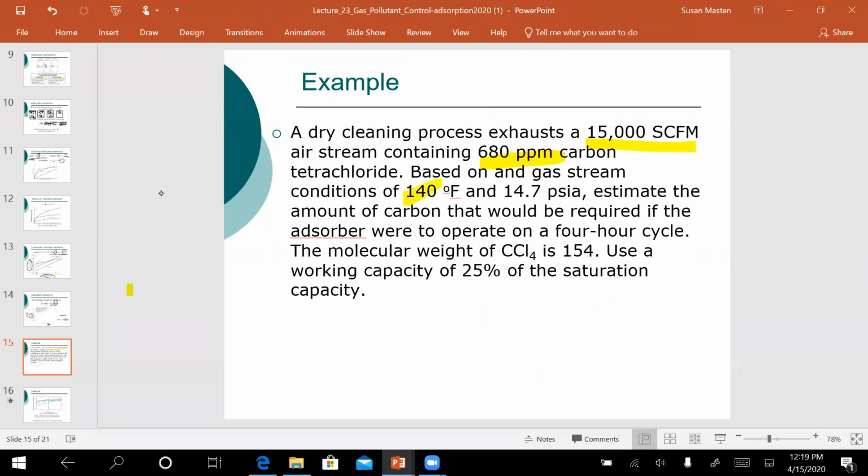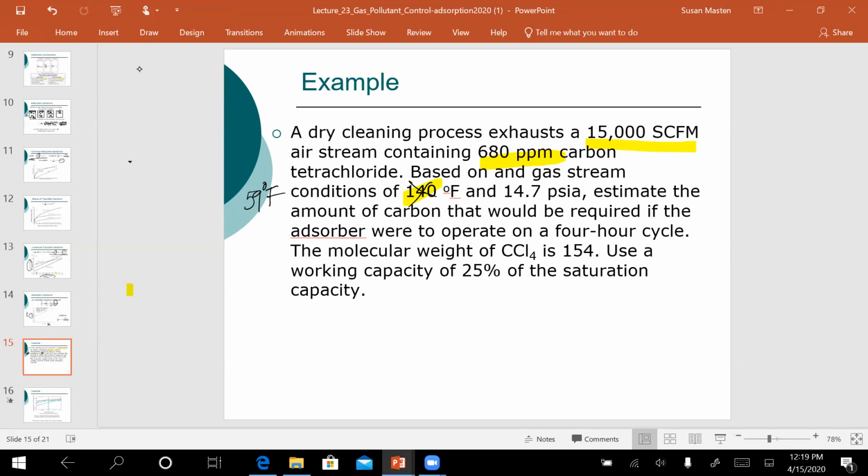Okay, we're going to change this here, and we're just going to use 59 degrees Fahrenheit and 14.7 psi. So we'll just adjust that, and we'll use 59. What we want to do is estimate the amount of carbon that is required to operate on a 4-hour cycle. That means we would stop the system every 4 hours, and we would regenerate and recover that PERC.